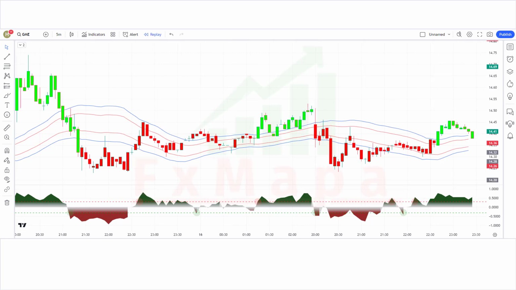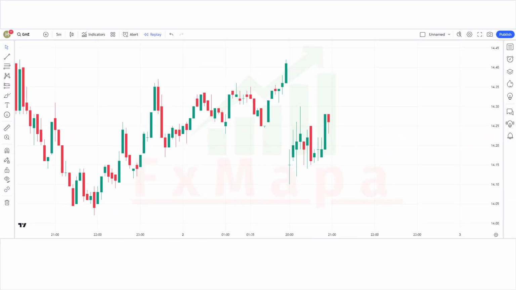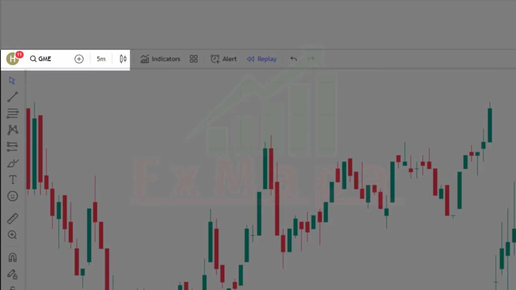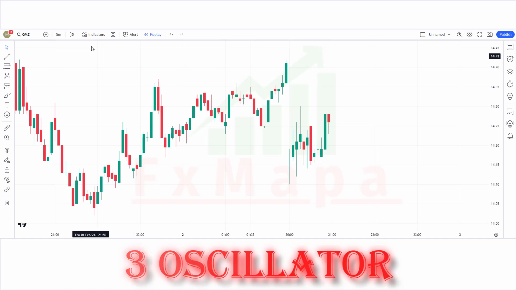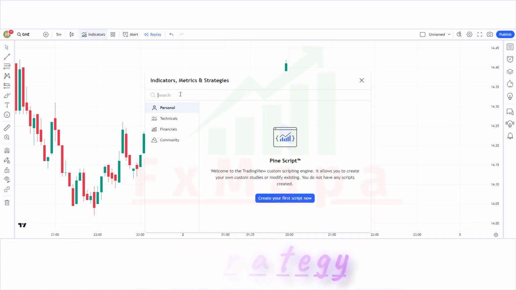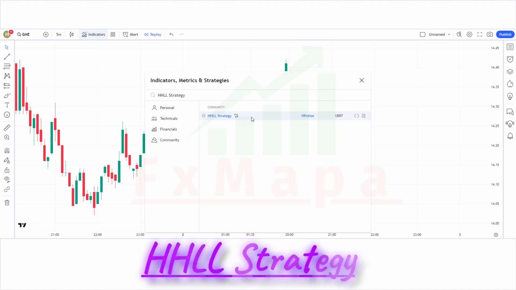We will try not to make the video too long, so let's get started. Now let's create a trading setup. We are going to test this strategy on the 5 minutes time frame in the GME chart. In this setup we would require 3 oscillators. First indicator name is HHLL strategy.